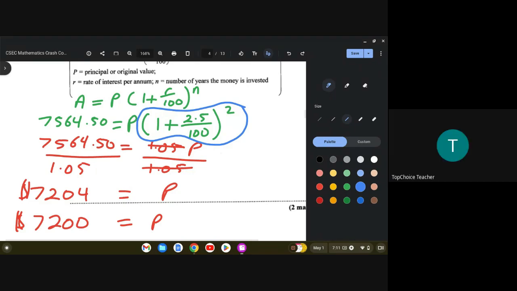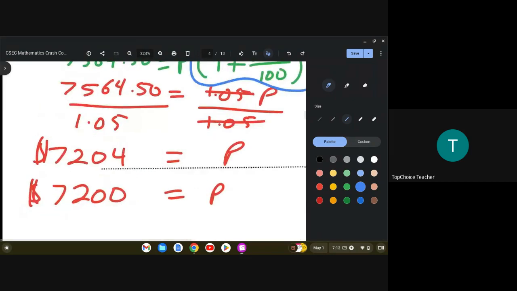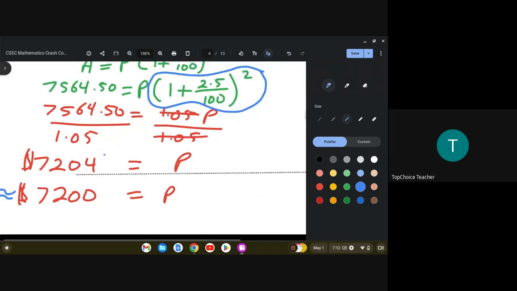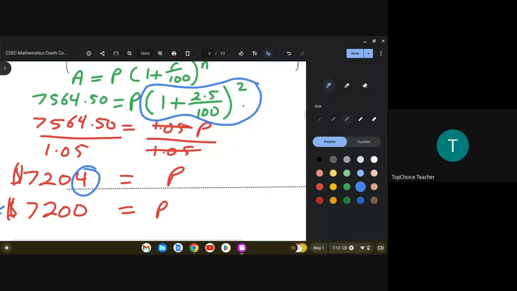No, because most students will input what is circled in blue into their calculator. So you can leave it at the 7,204. Yeah, you can leave that. But I just wanted to show you all that logically, most likely she went in there with 7,200. The reason why we got the $4 is because we had approximated this to 1.05. It would have been some other decimals in there.